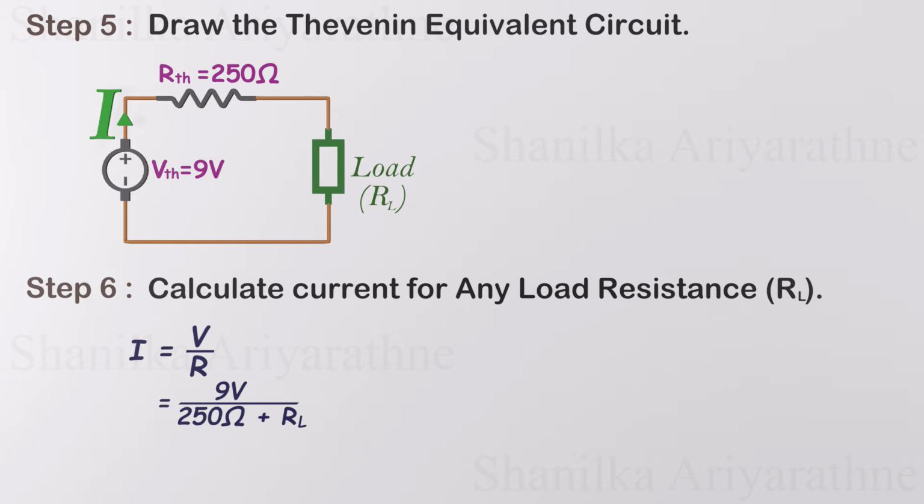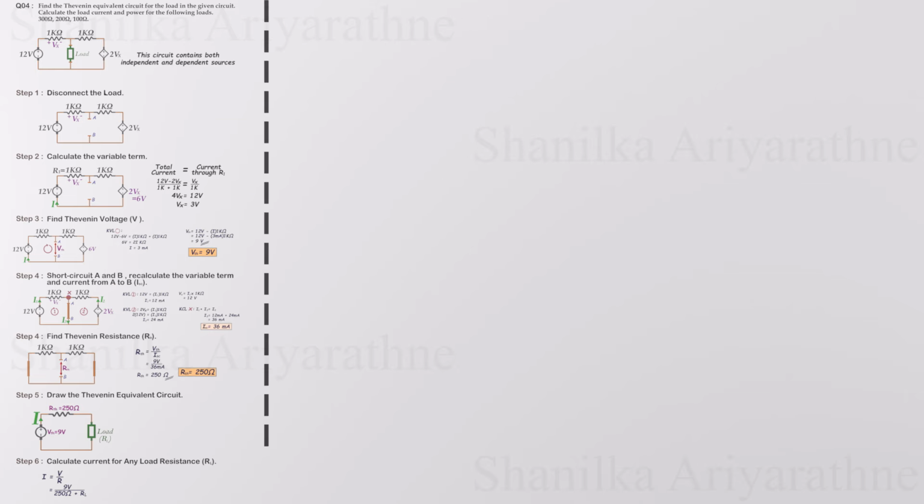When dealing with circuits that contain both independent and dependent sources, the process for finding the Thevenin equivalent involves two main steps. First, calculate the variable term controlling the dependent sources with terminals A and B open to determine the Thevenin voltage. Second, to find the Thevenin resistance, short-circuit terminals A and B, calculate the short-circuit current, and then divide the Thevenin voltage by this short-circuit current. This method allows you to simplify complex circuits for easier analysis.